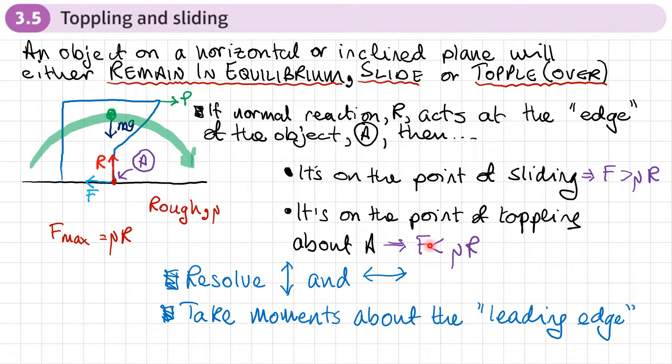Now, the way that we're going to work out if F is greater than mu R or F is less than mu R is we're going to resolve horizontally and vertically, and we're also going to take moments about what we call the leading edge. So we would take moments, this is the leading edge here, that's the bit at the front as it gets pulled across to the right. So we would take moments about A.